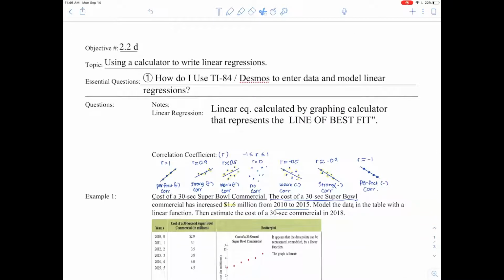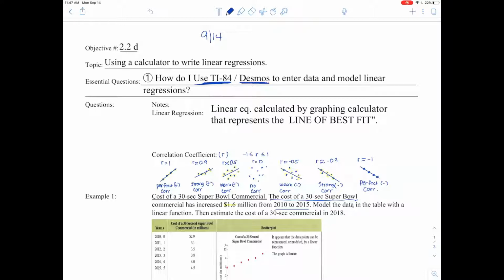Okay, so the first thing I'd like you to do before you begin today's notes is go into Canvas to today's date and watch a video on how to use either the TI-84 in the resources or how to use Desmos, whichever calculator you have access to. You should watch the demonstration of how to use that calculator to enter data and model linear regressions. So please pause this video and go watch one of those two videos.